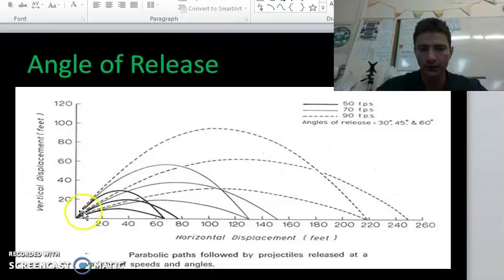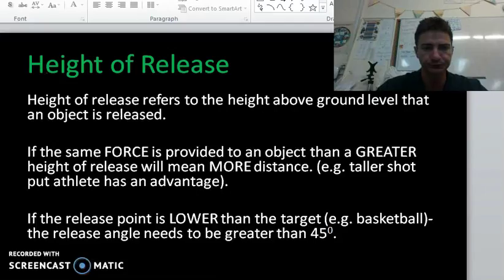So if you're releasing a bit higher, then you're going to lose that force to vertical angle instead of horizontal angle. And if you're releasing too low, then there's not enough time before the object hits the ground for it to make up and gain that distance. So that's just a quick look. That 45 degree angle there is really your optimum angle of release.